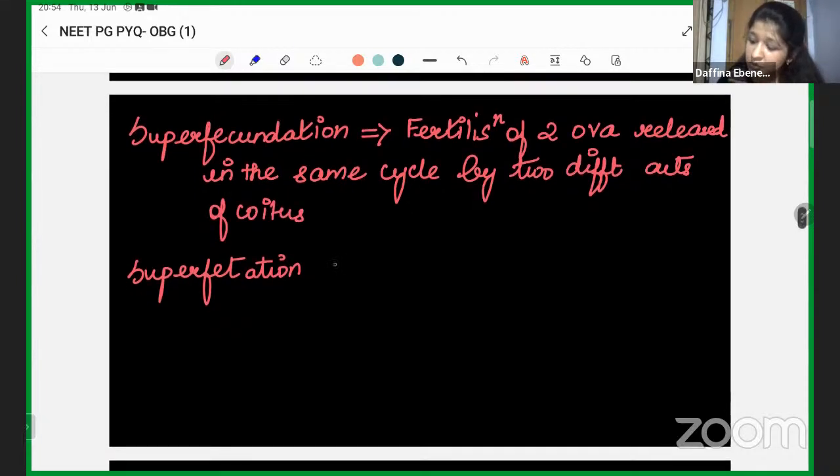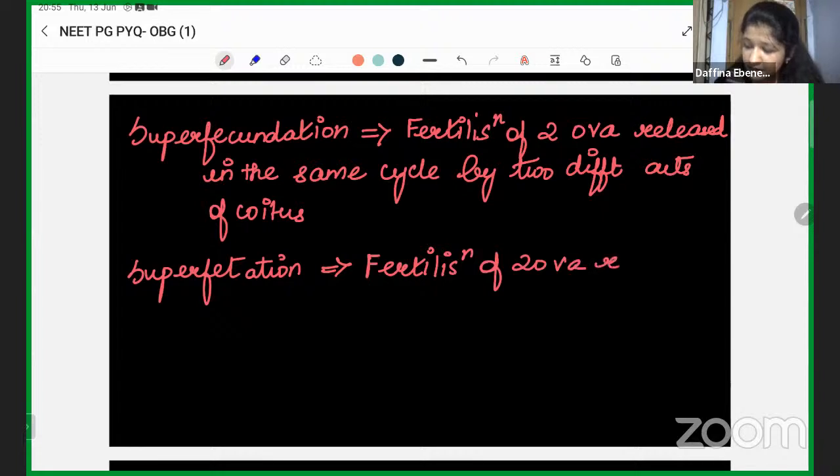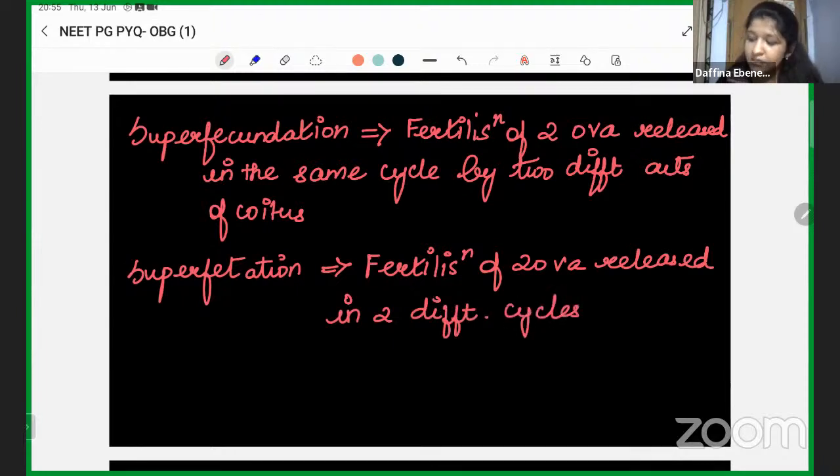Okay. Whereas superfetation is fertilization of 2 ova released in 2 different cycles. Is this possible in humans?